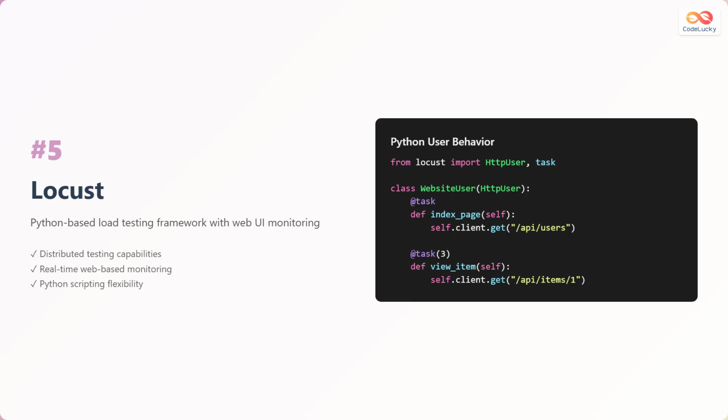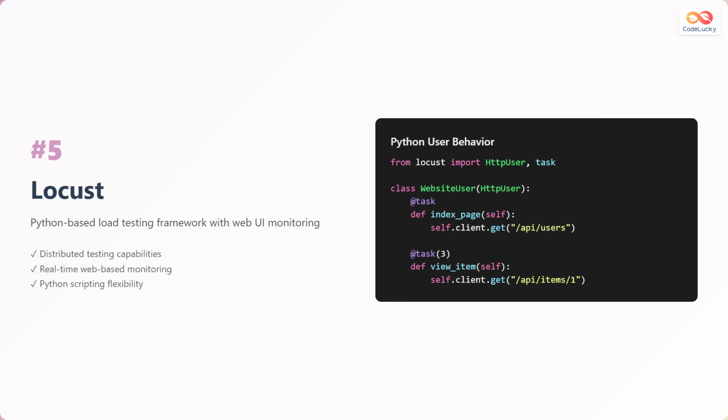Lastly, Locust is a Python-based load testing framework with web UI monitoring. Locust is known for its simplicity and ease of use, allowing you to define user behavior in Python. It offers distributed testing capabilities, enabling you to simulate a large number of users across multiple machines. Locust provides real-time web-based monitoring, giving you a clear view of your test progress. Its Python scripting flexibility makes it easy to customize your tests.